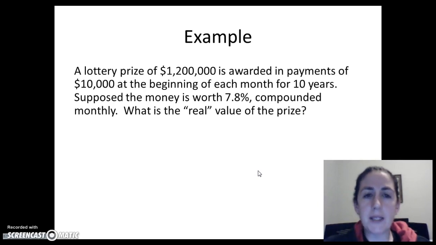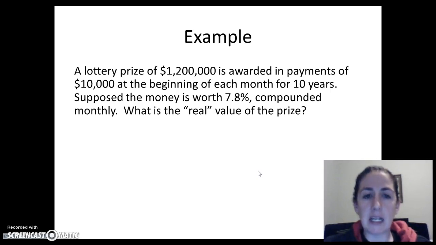So for example, let's say we won the lottery. If you win the lottery of $1.2 million, that's awarded in payments of $10,000 at the beginning of each month for the next 10 years. So congratulations, you're getting $10,000 at the beginning of the month for the next 10 years. Now, the lottery found an account that they could invest money in that would give them 7.8% compounded monthly. What is the real value of the prize?